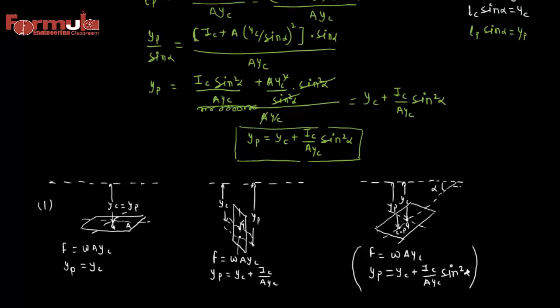And if alpha is 90 degree, so this is our second case. In this case this plate is 90 degree tilted from the free surface, so this sine square alpha is going to be 1. So the formula becomes yp is equals to yc plus ic by ayc, that is this formula. And if some arbitrary angle alpha is given, in that case you can put this value here and you can find out the value of yp. Okay, so for all three cases you only have to remember these two formulas and you can solve all three cases by using these formulas.